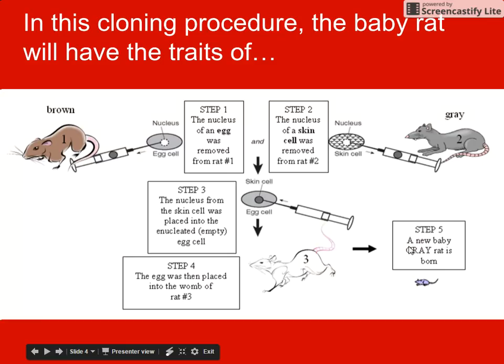One of the other concepts on the unit exam that students struggle with a lot is cloning. This diagram is showing you a cloning procedure where the baby rat will have the traits of question mark. Go ahead and pause for a second and really study this diagram. Pay attention to the steps that are there. Push pause and really identify in this cloning procedure, the baby rat is going to have the traits of which adult rat? One, two, or three.